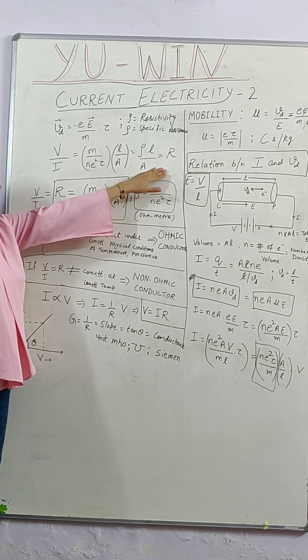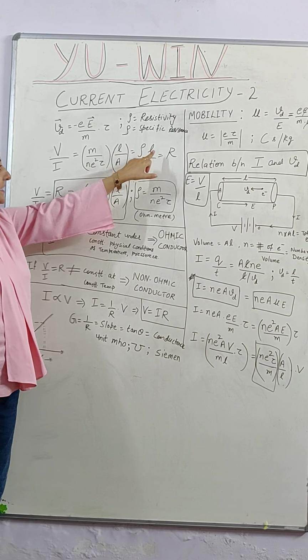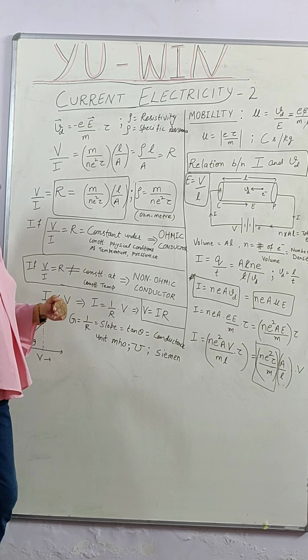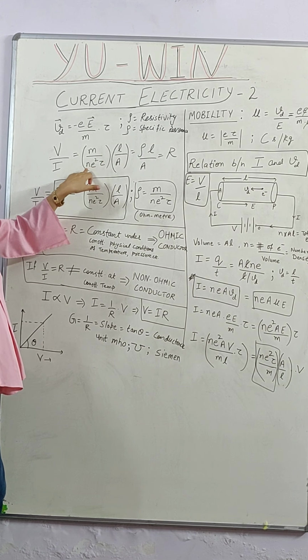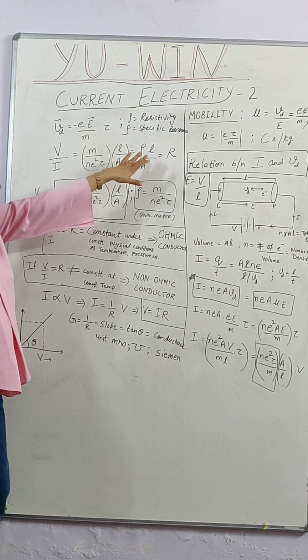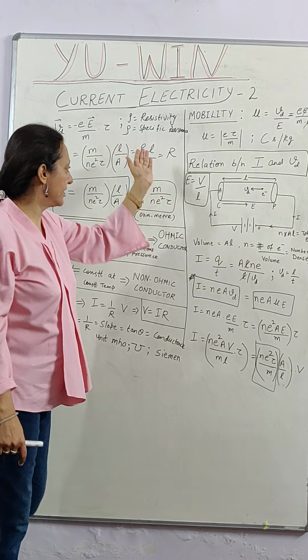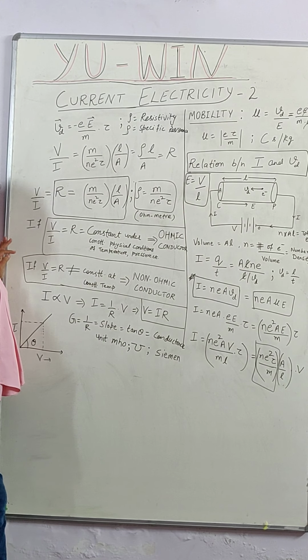In the 9th, 10th also you are taught that R is equal to rho L by A. Rho is known as resistivity, L is the length of the conductor, A is the area of cross section. Now we deal with it microscopically. In the lower classes we don't deal with relaxation time or the number density. We generally say R is equal to rho L by A. What happens when the resistivity increases or decreases, or temperature increases or decreases? We'll discuss all these factors in the next video.